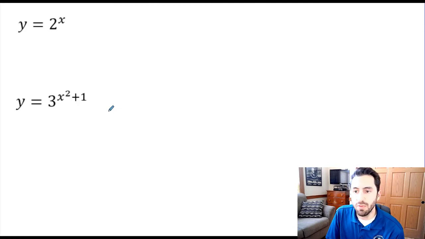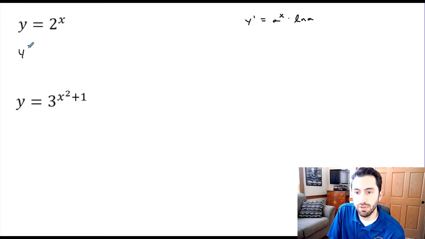So my first one, very basic. I have y is equal to 2 to the x. So let me just rewrite our rule here. So y prime is going to be equal to a to the x times the natural log of a. So here a, my base, is equal to 2. So the derivative of this equation, we repeat the original and times the natural log of the base. That's it. That's our derivative.